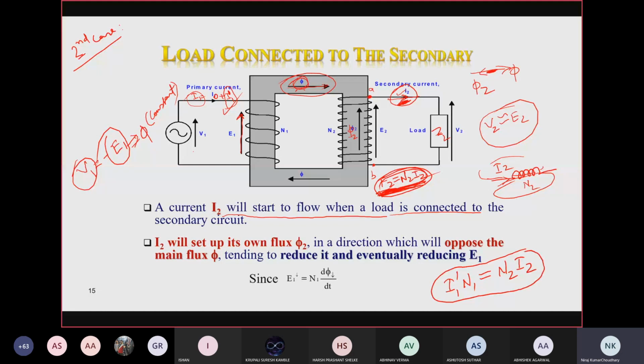इसका मतलब क्या हुआ इस एक्सप्रेशन का? इसका मतलब हुआ कि secondary MMF is equal to compensating primary MMF.